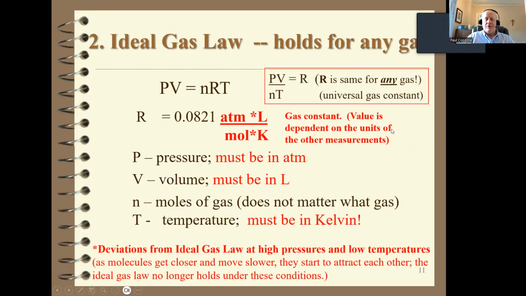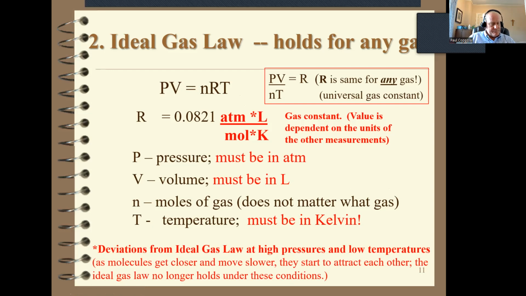The deviations. Remember, the ideal gas law, PV equals nRT, does not work at high pressures and low temperatures. At high pressures, the molecules are squeezed together, and at low temperatures, they're moving slowly, and they start attracting each other. Normally, that doesn't happen because they're so far apart, and they're moving so fast. They don't have any force on each other. But if you have high pressures and low temperatures, then the ideal gas law no longer works. Okay, just want to emphasize that.